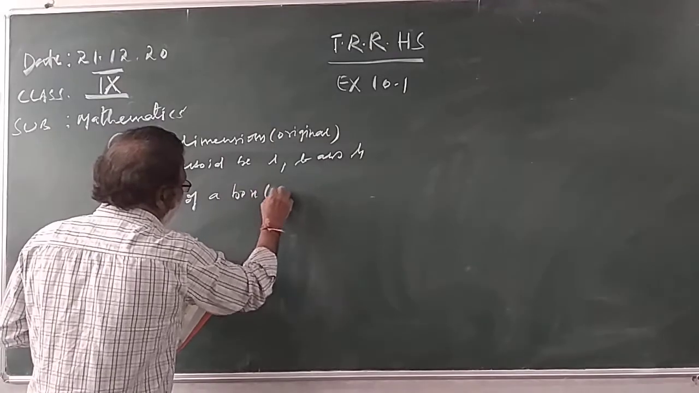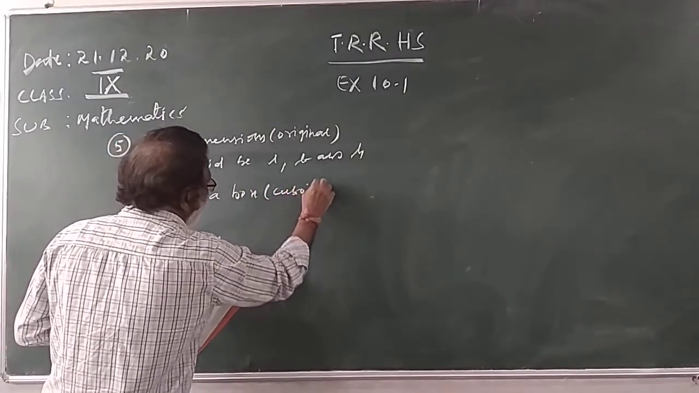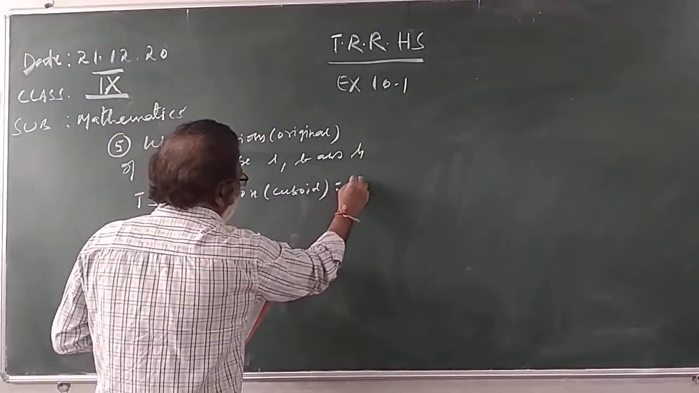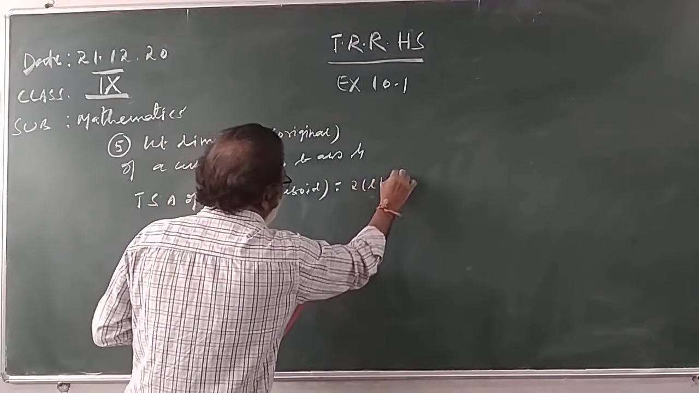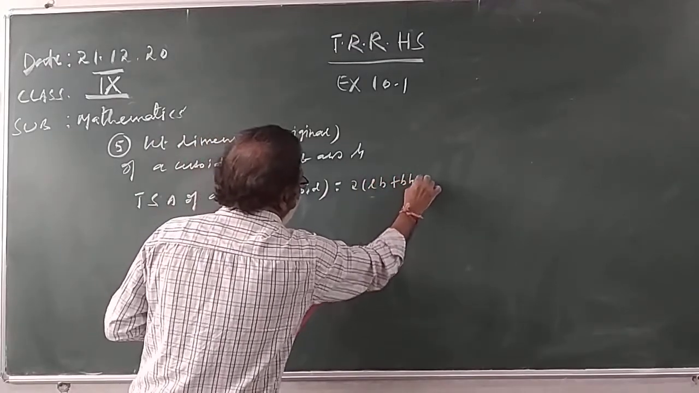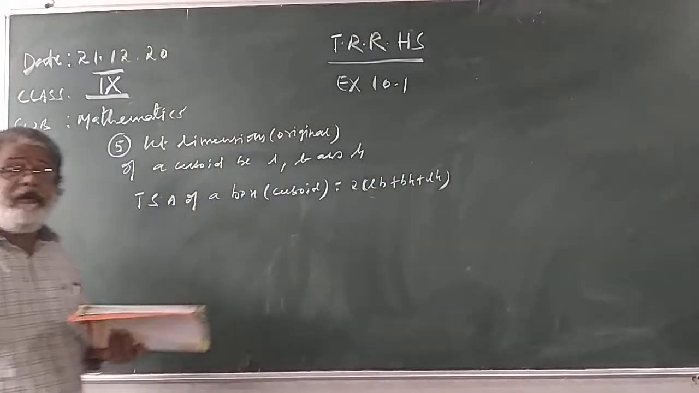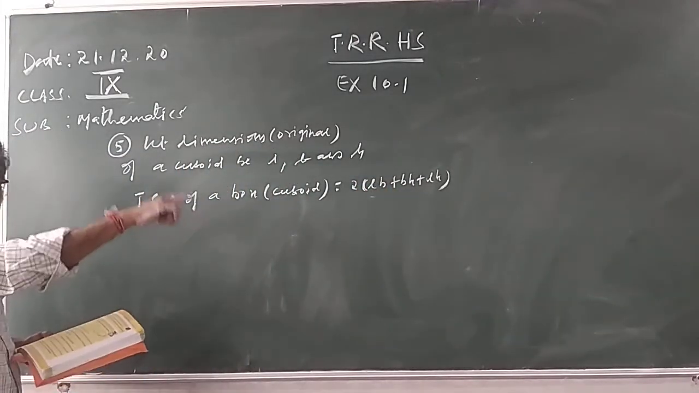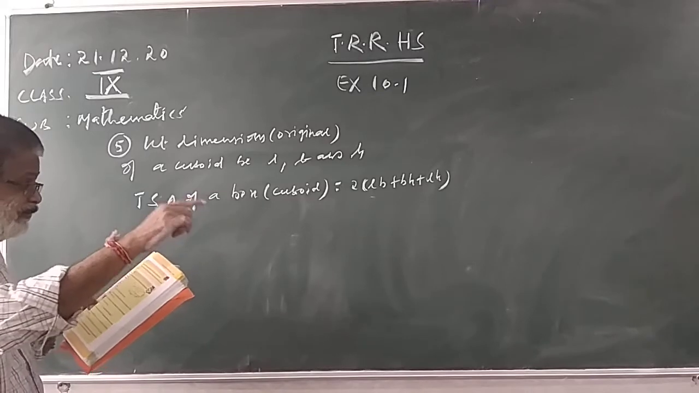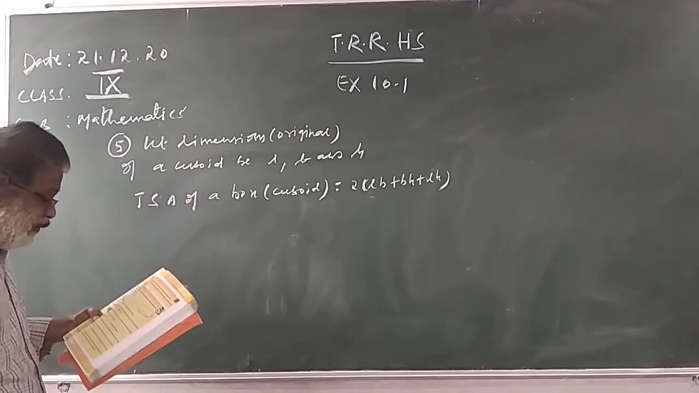So box is what? In the shape of cuboid. I am writing in the bracket. So what is the total surface area of cuboid formula? 2 into LB plus BH plus LH. When the dimensions are L, B, H, then TSA is 2 into LB plus BH plus LH.